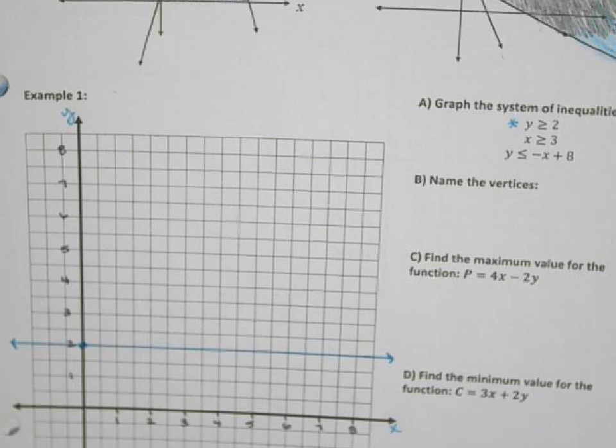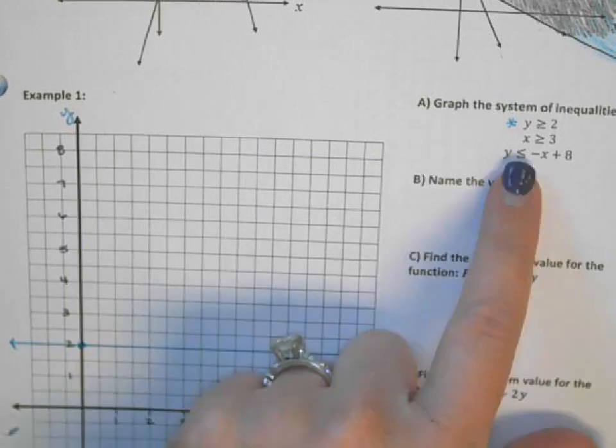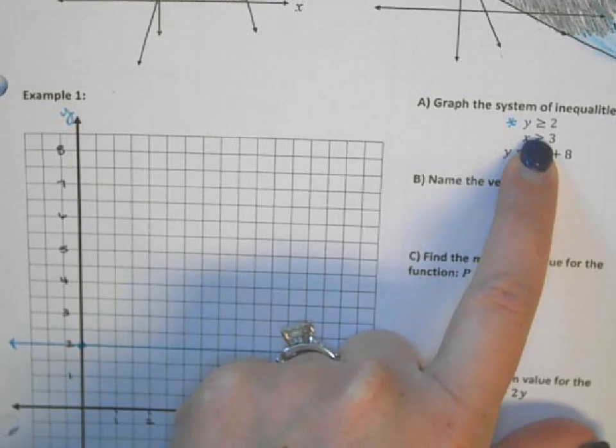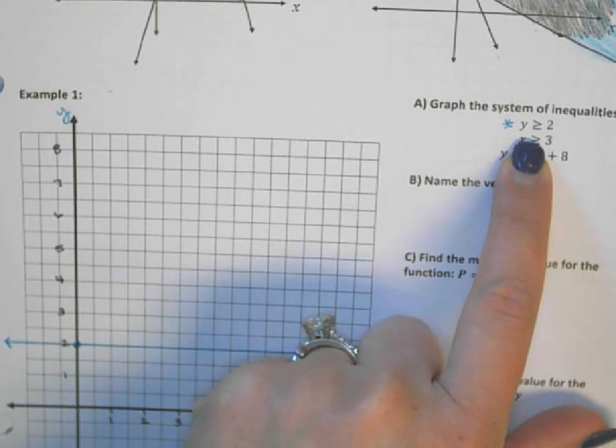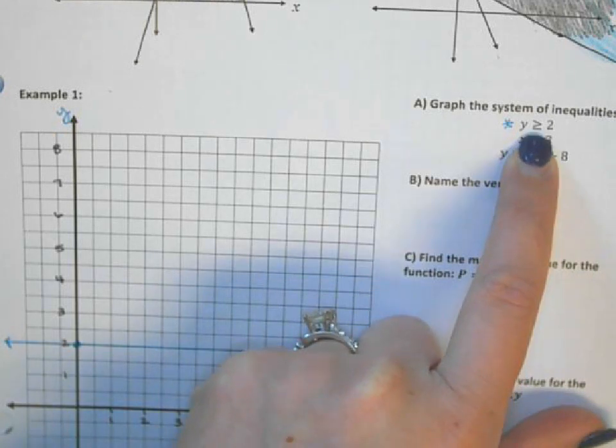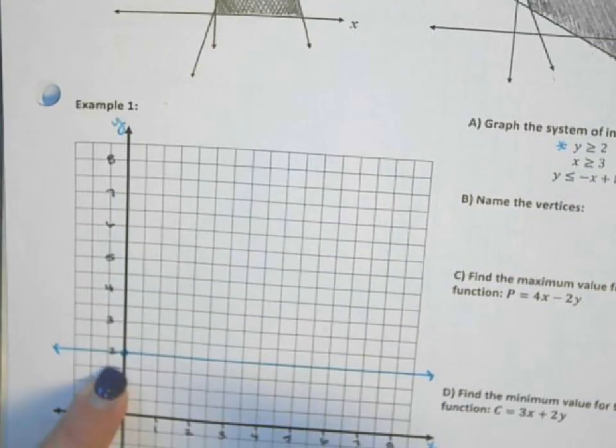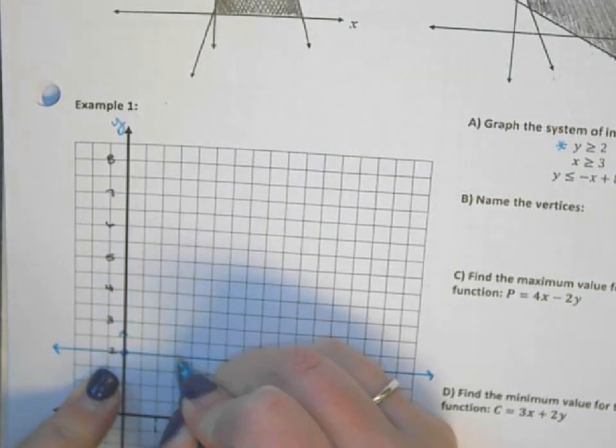Okay. Now you'll notice when we're doing linear programming, all of them are greater than or equal to or less than or equal to. It's always going to be or equal to. You'll always have solid lines on these ones. So let's figure out here. Are we going to be shading up or down? Y is greater than or equal to 2. Y is greater going up. Yep, so I'm going to put the arrows on here.